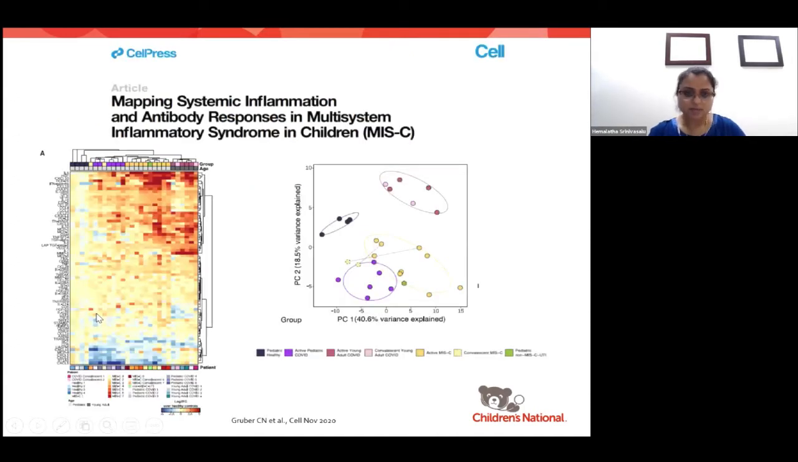This heat map depicts the multiplex cytokine analysis in patients with MIS-C who were compared to healthy people with COVID infection, both in the pediatric age group and in the adult age group. By unsupervised hierarchical clustering, they noticed that the MIS-C patients cluster together. There is a very high signal for IL-6. And as you can see in the principal component analysis here, the solid yellow circles represented by MIS-C separate out nicely, and during convalescence, they shift their cluster.